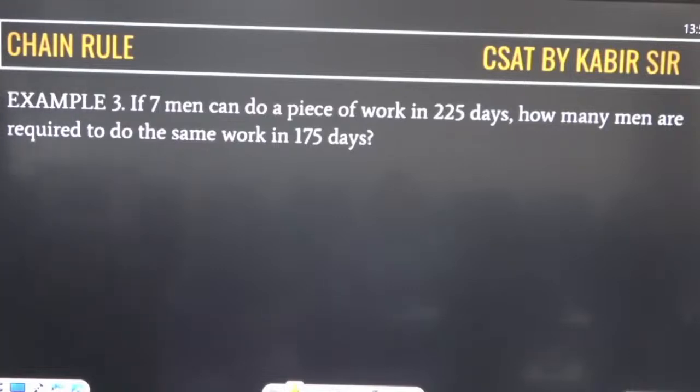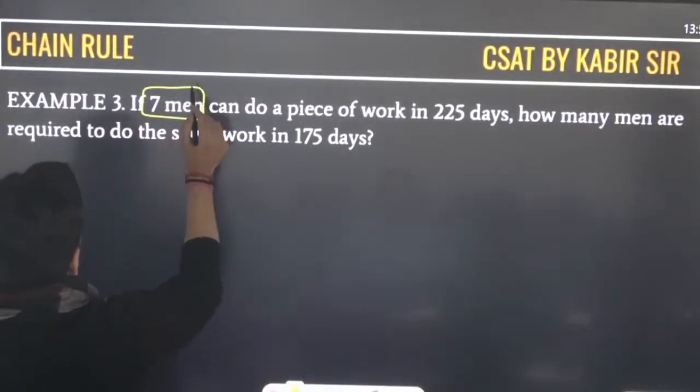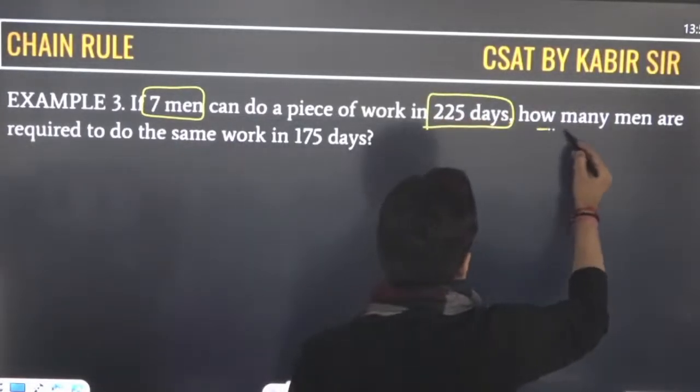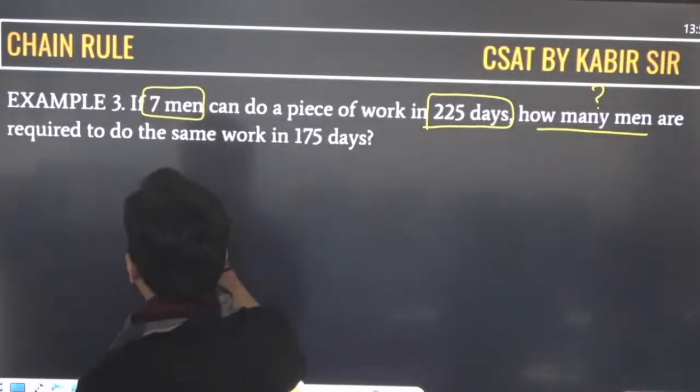If 7 men can do a piece of work in 225 days, how many men are required to do the same work in 175 days? So we will use the same formula again. I am giving you 1 minute so that you can try on your own how we will solve this question. The men are here, 7 men can do a piece of work in 225 days. The question is asking how many men, and we have to find for the same work.